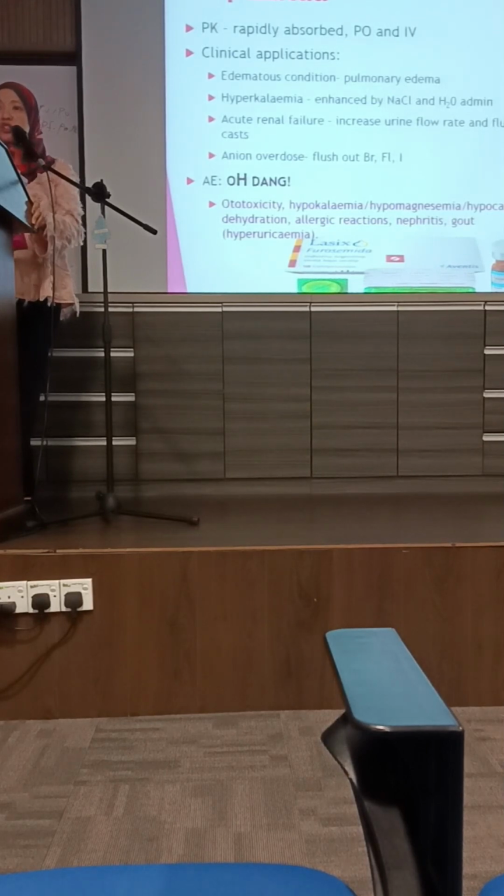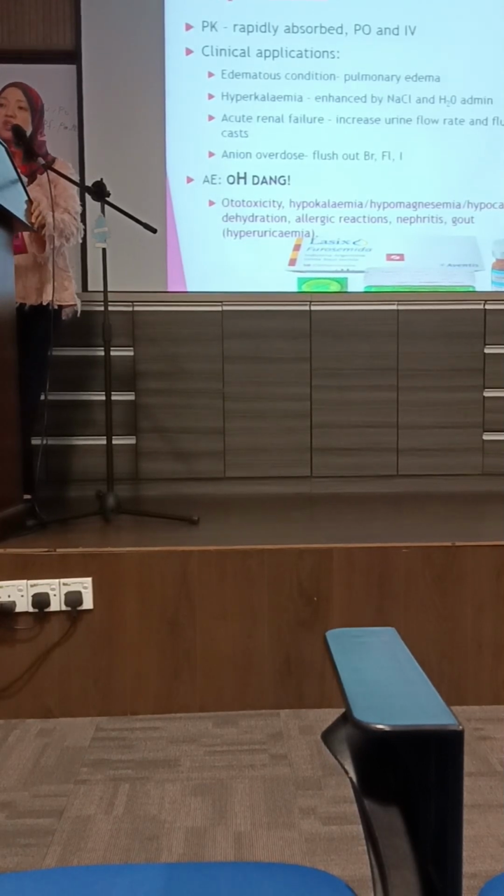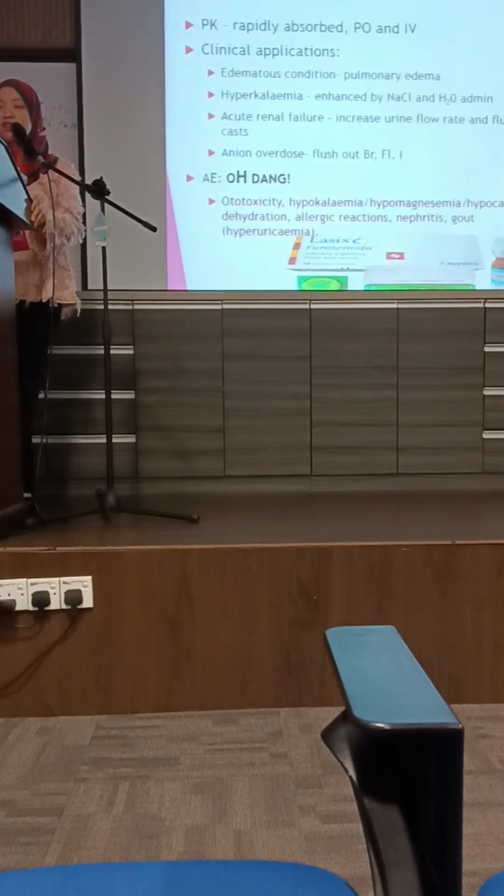Okay, clinical applications of loop diuretics: for edematous conditions such as pulmonary edema, for hyperkalemia to promote more potassium loss, for acute renal failure because it can increase urine flow rate and flush out toxins, and anion overdose to flush out anions such as bromide, fluoride, iodine. Because loop diuretic can promote other anions loss.